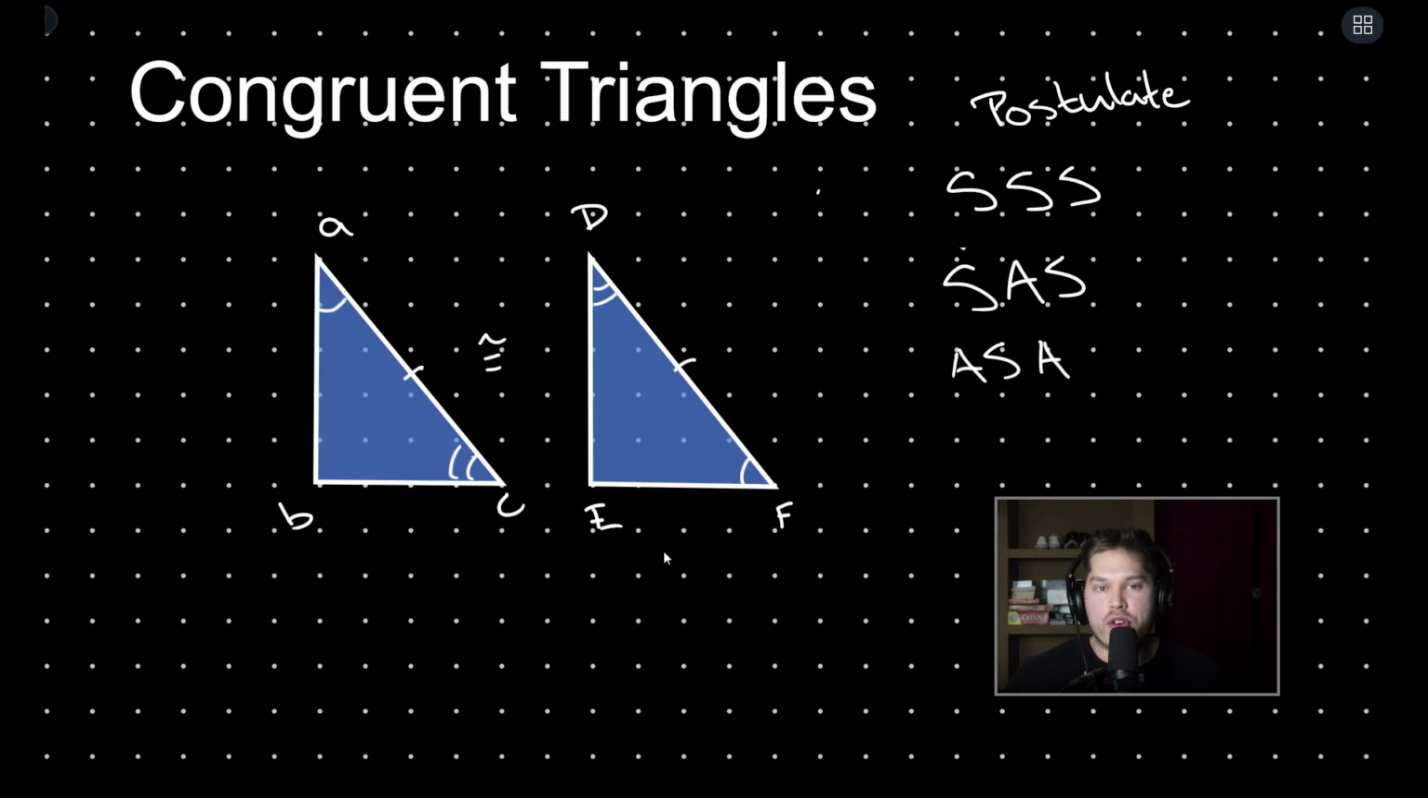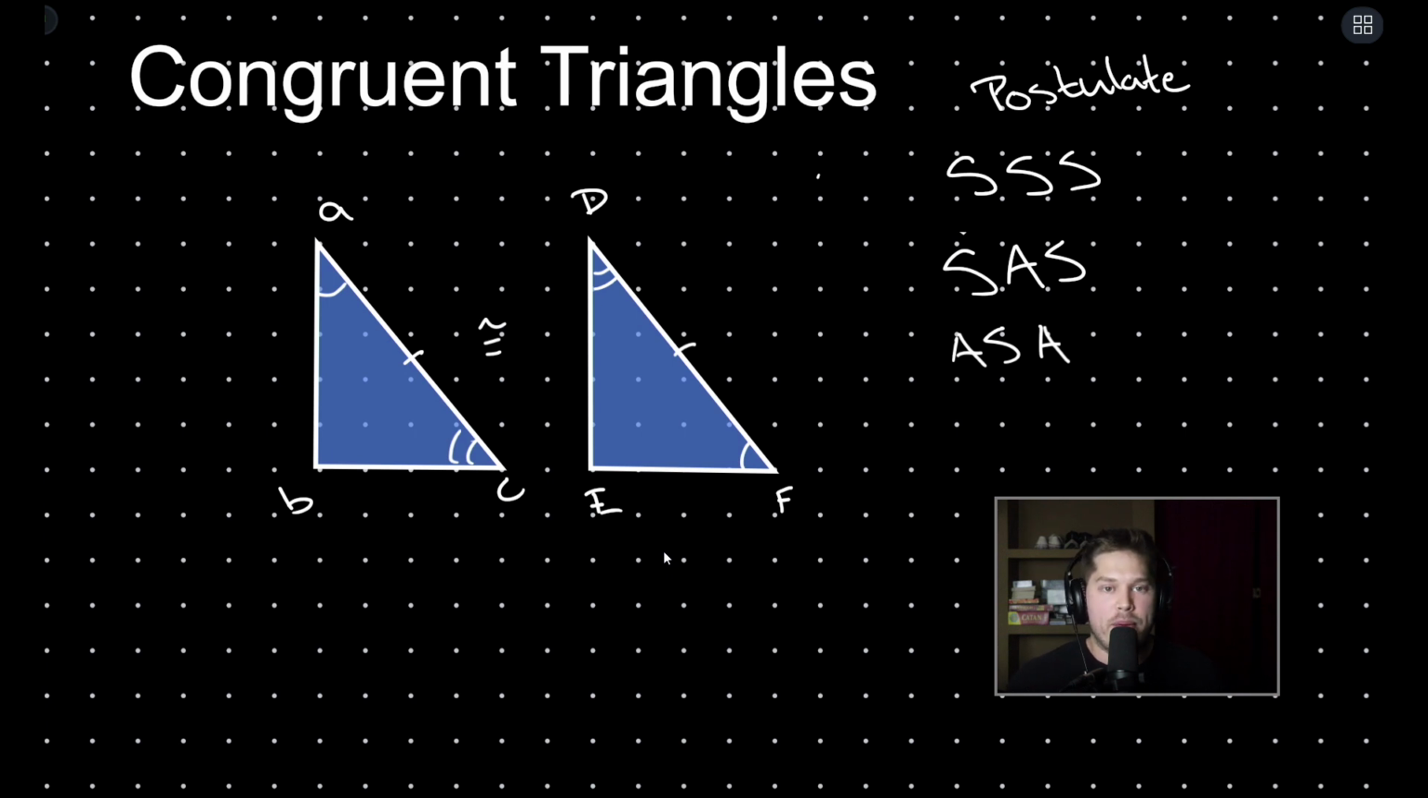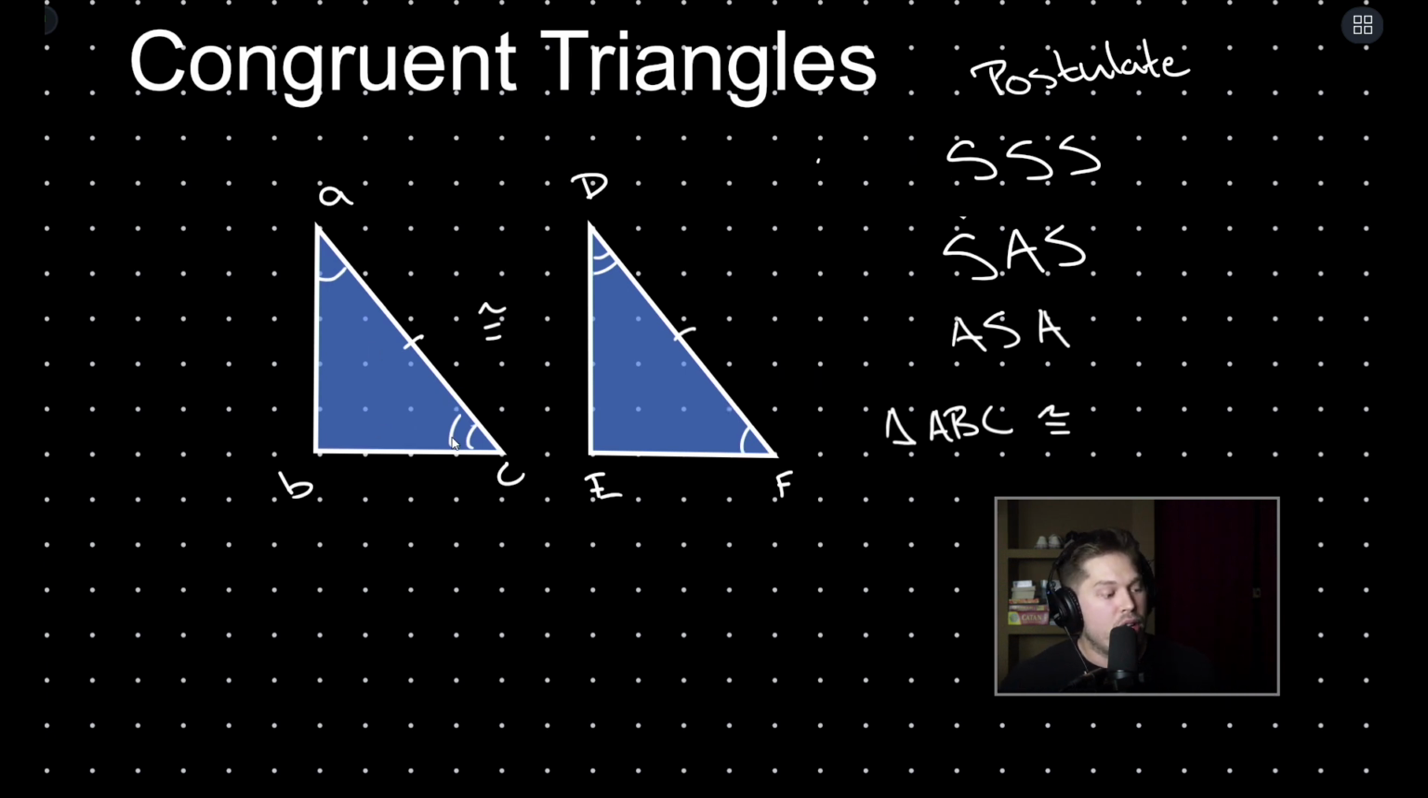However, whenever we name our triangles, it's really important that we name them in the proper order. I've been saying triangle ABC is congruent to DEF, and that's because of how I've been labeling everything so far. But in this example, we would say triangle ABC. It doesn't matter at all how you name your first triangle, but it matters that you're consistent in how you name your second triangle. So here we said ABC.